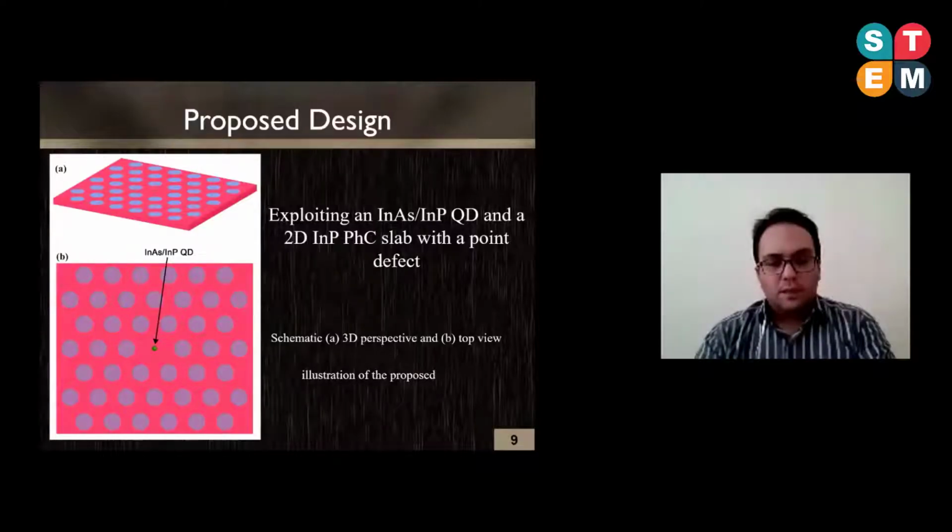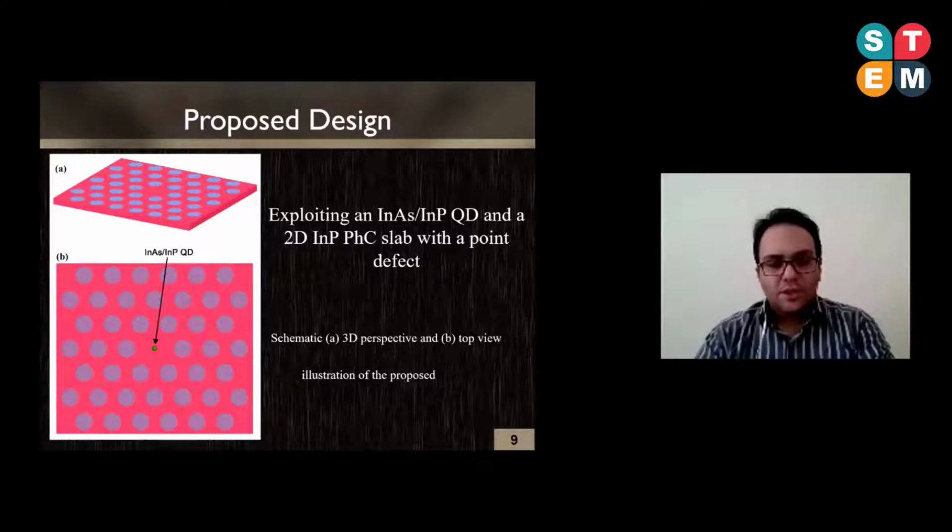micron. As shown, the device comprises a two-dimensional photonic crystal structure with a triangular lattice. The lattice constant is about 413 nanometers, and the air hole radius is about 133 nanometers. It is devised in a 200 nanometer thick suspended slab of indium phosphide.